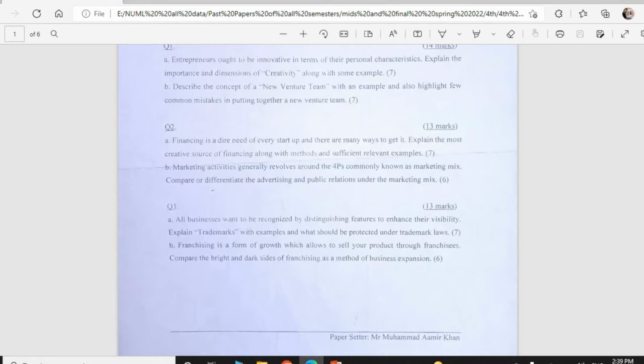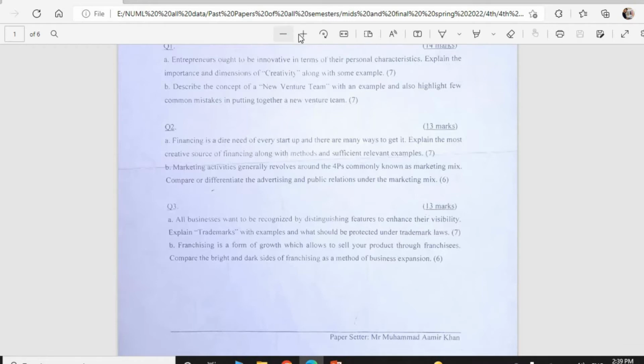And franchising is a form of growth which allows you to sell your products through franchisees. So compare the bright and dark side, obviously the advantages and disadvantages, of franchising as a method of business expansion.